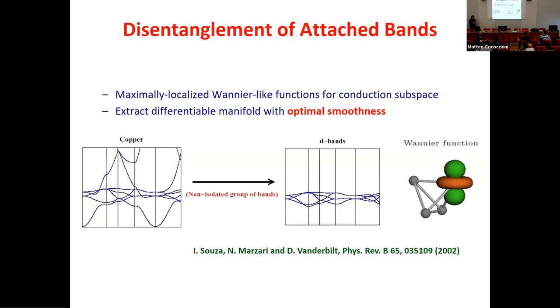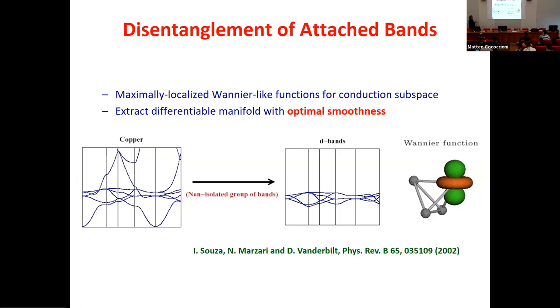And so we are going to define the criterion of optimal disentanglement that tries to extract from this spaghetti a manifold of target dimensionality, in this case of dimensionality 5, that then, once it's been extracted, we are going to maximally localize and get something that we think should make a lot of sense, like the d orbitals of copper.